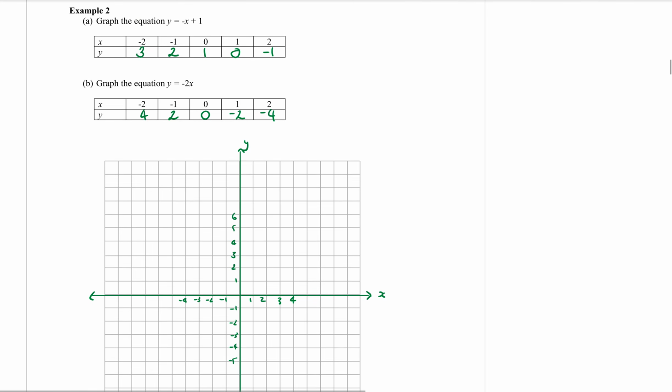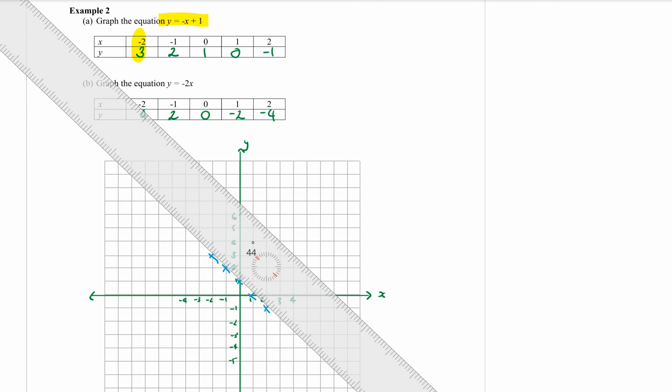So looking back at my tables of values, the first one, y is equal to minus x plus 1. My first point is minus 2, 3. So I go to minus 2, then up to 3, put across. The next point is minus 1, 2. The next one is 0, up to 1. Then x is 1, 0, and 2, negative 1.